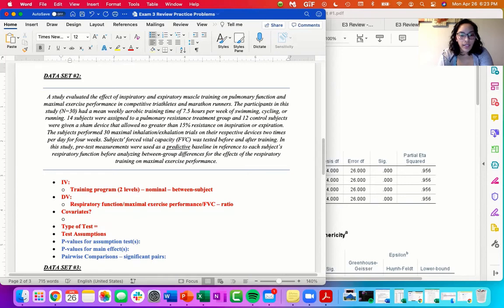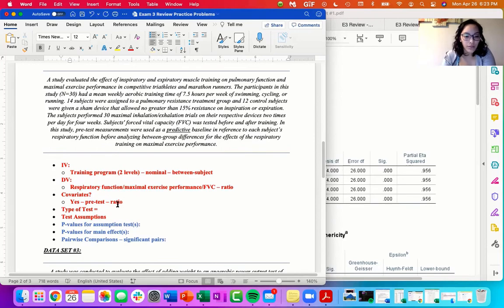Are there covariates? Yes. What is it? Could you just say pretest measurements? Yeah, that's fine. Right. Also, ratio data. I don't usually ask you guys what type of data the covariate is, but it should be ratio or parametric, if we're being a little bit more general. Okay.